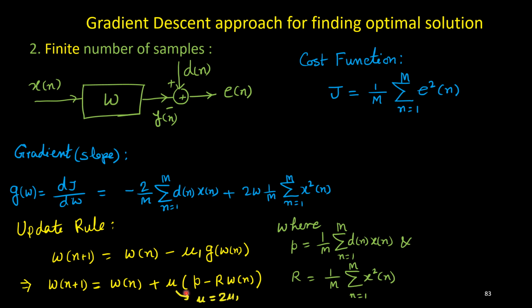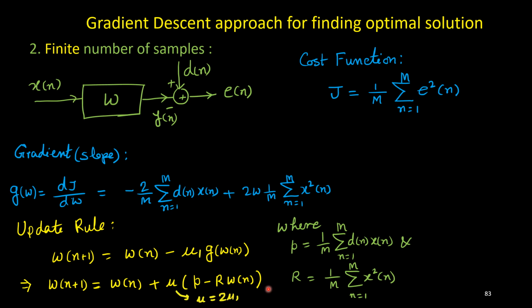So if I replace this term here, this 1 upon m times the summation I'll consider as small p, and 1 upon m times this summation of x square of n, that I'll consider as capital R. So if I consider this capital R into w, and this is your p, and this 2 into mu1, that we can combine together, and 2 mu1 I'll consider as the new step size mu. Then you will get this simple update rule.